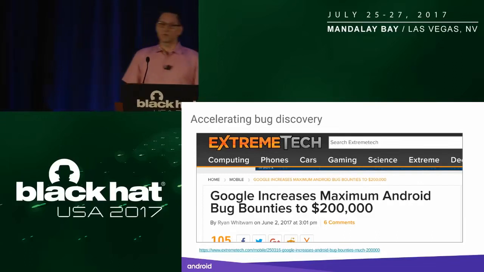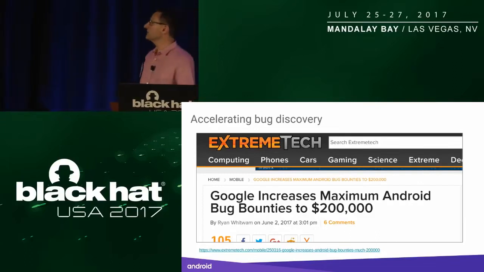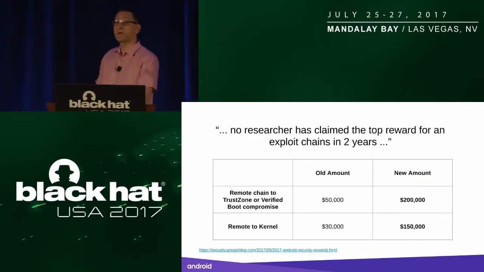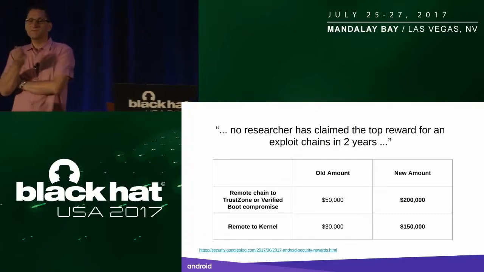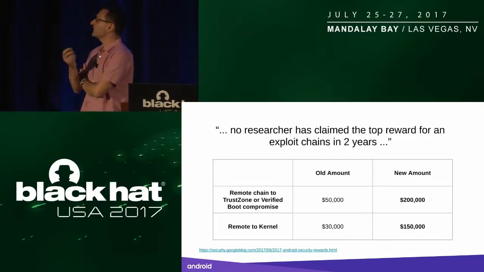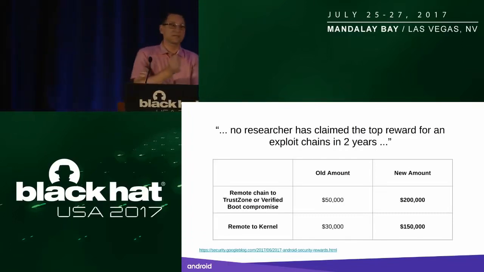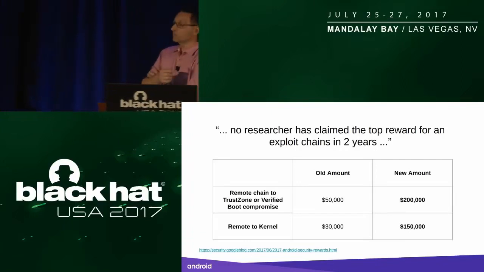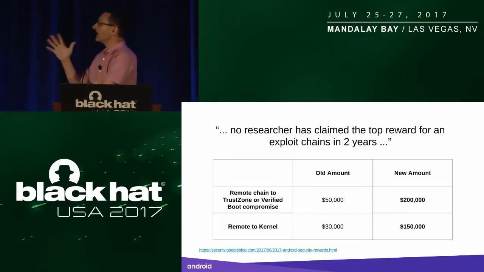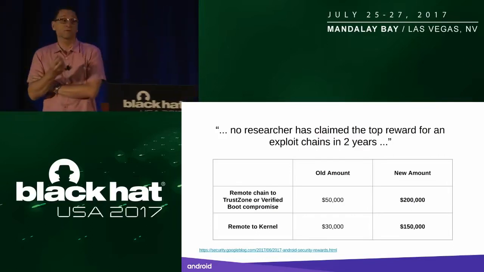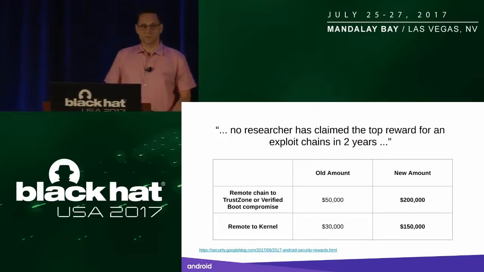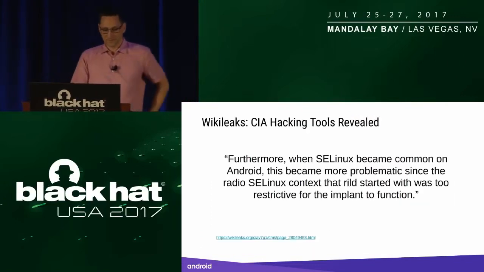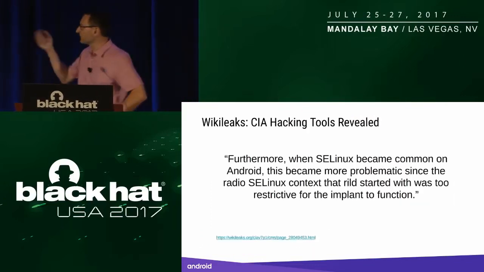And so one of the things that we did about a month ago is to increase the maximum bug bounties that we're paying for Android-related bugs. So where it used to be $50,000 for a remote chain to trust zone or verify boot compromise, it's now $200,000. And remote to kernel went up 5x from $30,000 to $150,000. Because we want to accelerate the bug discovery process, we want to make sure that we can figure out what's going on. And this is one of my favorite quotes.